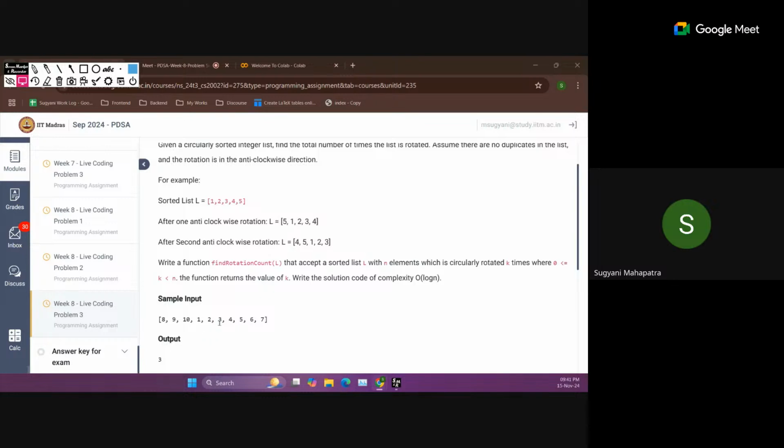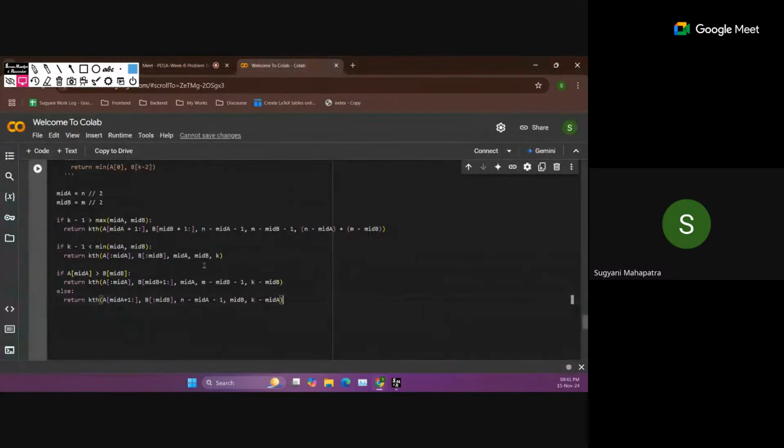So what we will do is keep on performing the binary search. We will take the middle element and see if it is greater than the left element. If it is greater than the left element, then well and good. So let's just do that.